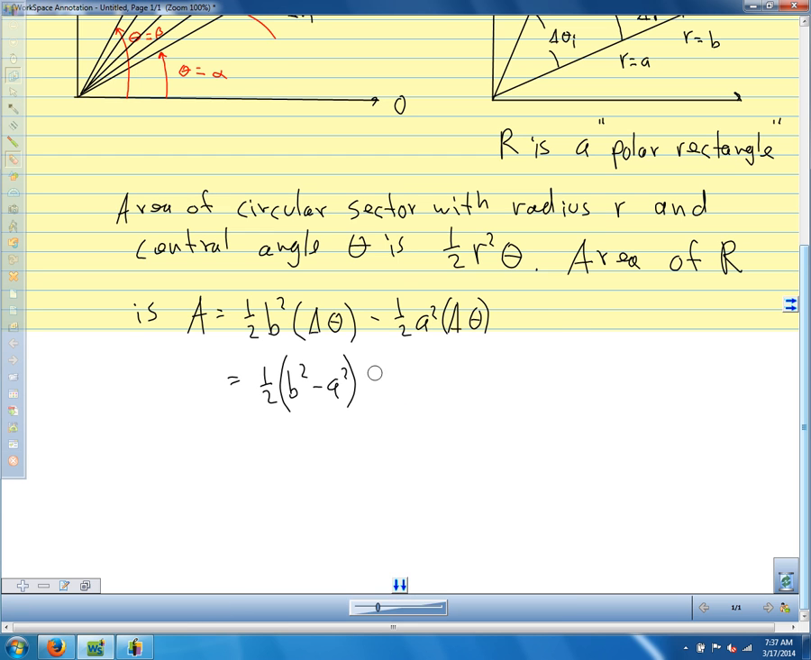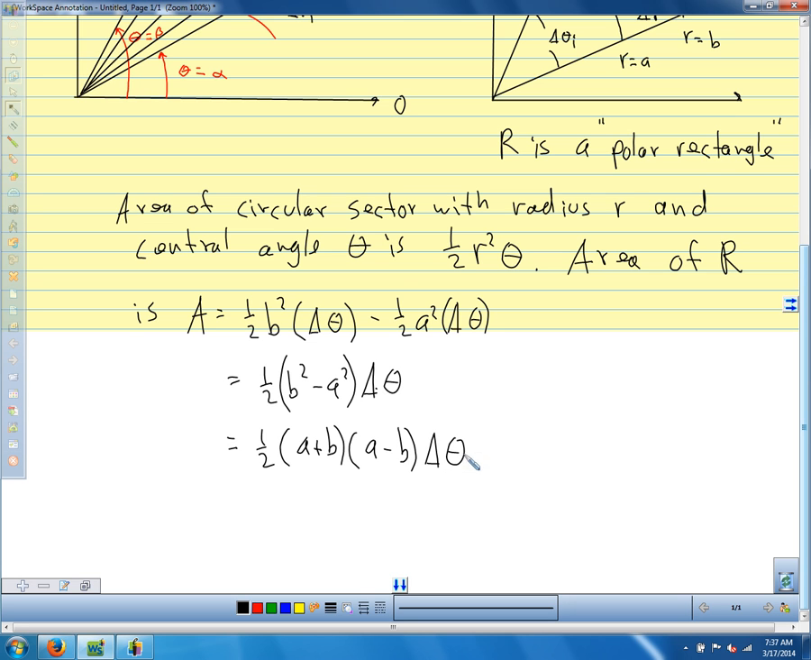And then we want something a little nicer that we can work with here. So to do that, we're going to factor b squared minus a squared. And I'm going to write that as 1/2 (a plus b)(b minus a) delta theta. And then we look at this expression and, did I do it backwards? a squared, yes. I had my negative sign in the wrong place.